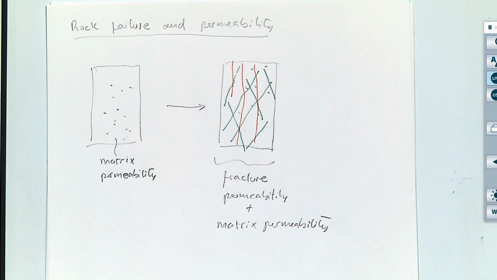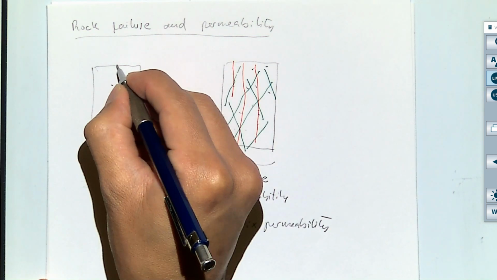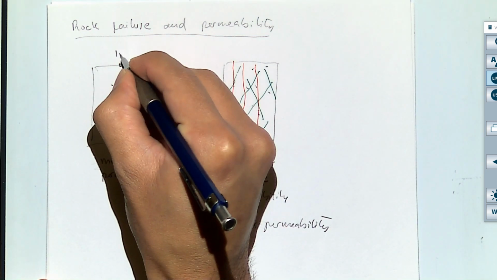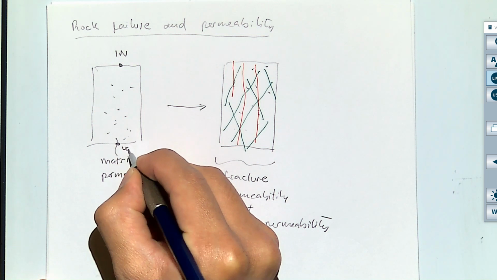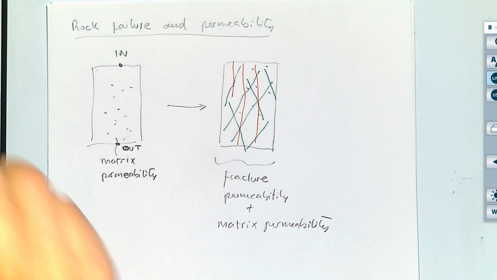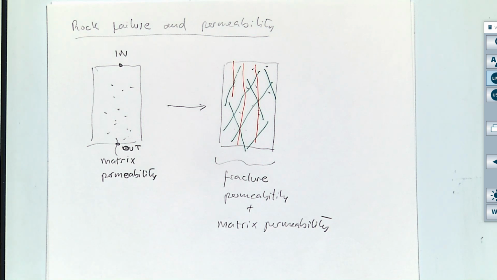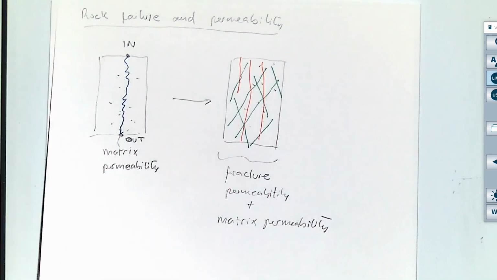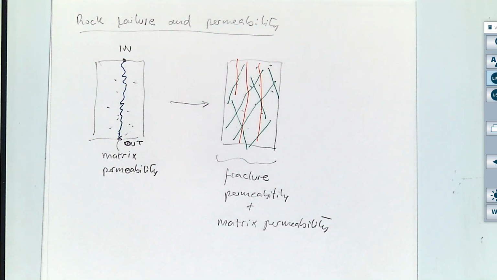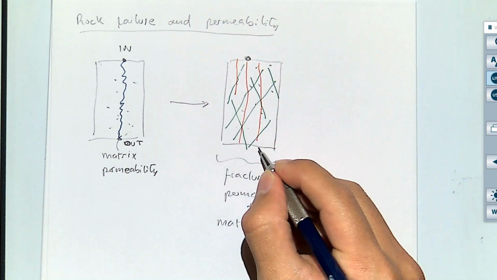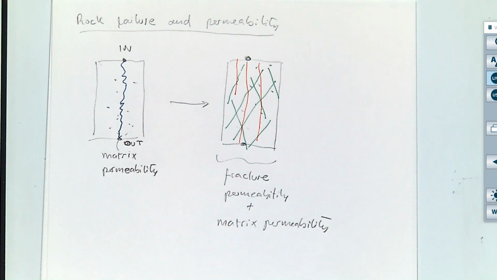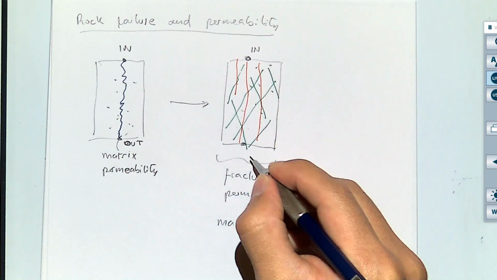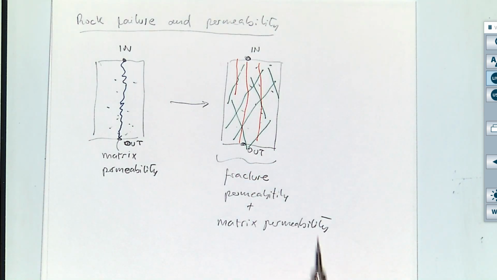It's not the same to have, for example, a particle or a molecule of fluid that needs to go from here to here and go all the way through the porosity and the small pores, than having a fracture and go from here to there through a highway, which in this case, the highway is going to be a fracture.